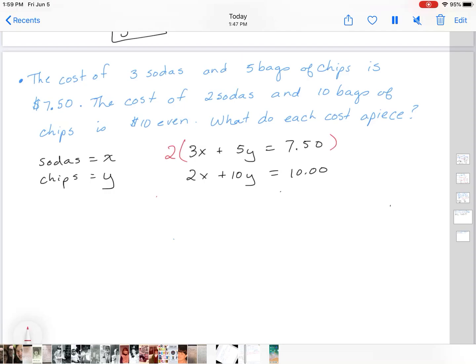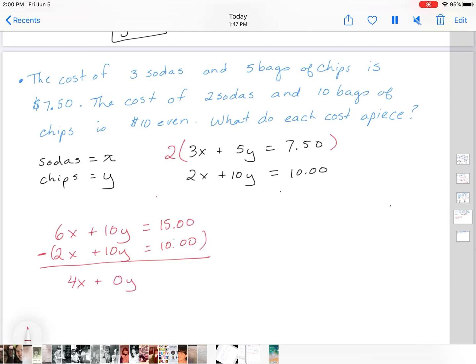So let's write that out. 6X plus 10Y equals $7.50. And all I did was distribute that 2 to everything in that first equation. So 6X plus 10Y equals $15. And then I use my second equation as given. Now I have a 10Y and a 10Y, so I'm going to subtract because they're both positive. So I get 4X plus 0Y equals $5.